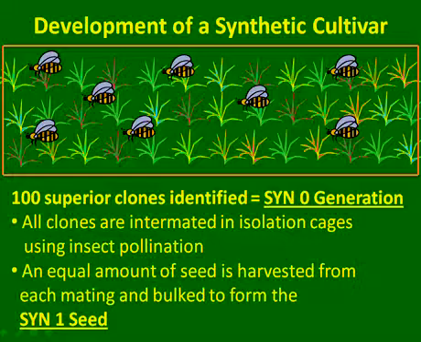And in this example, you take all clones, so your 100 superior clones, you would intermate them in an isolation cage using insect pollination. And on this slide here is an example of how an isolation cage would look with your selected clones and your insect pollination. For this example, you can make sure that seed is equally harvested from each mating, and that is bulked to form your SYN1 seed.